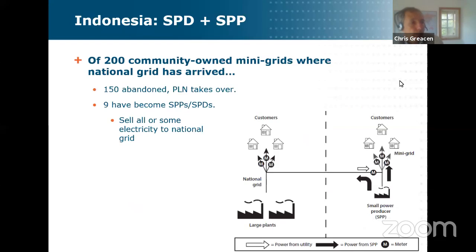In Indonesia, about 200 community-owned mini-grids are in place where the national grid has arrived. Unfortunately, about 150 have been abandoned, where the national utility PLN takes over all of their customers. But 9 have become combination SPP-SPDs, selling all or some of their electricity to the national grid. So it's not a great statistic, but it's an existence proof.